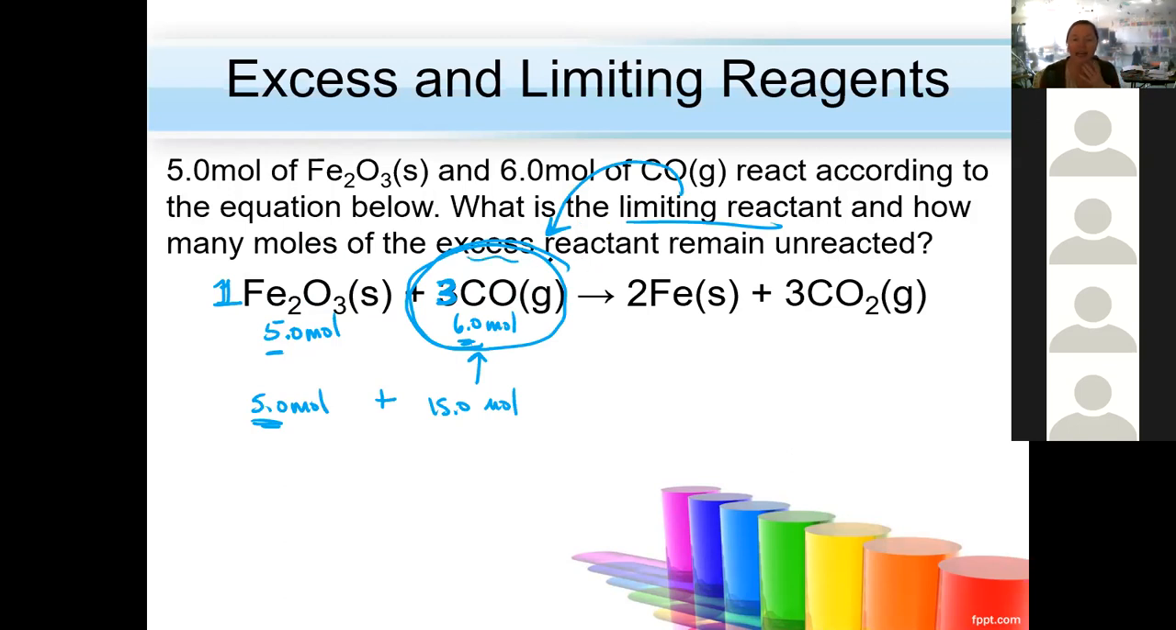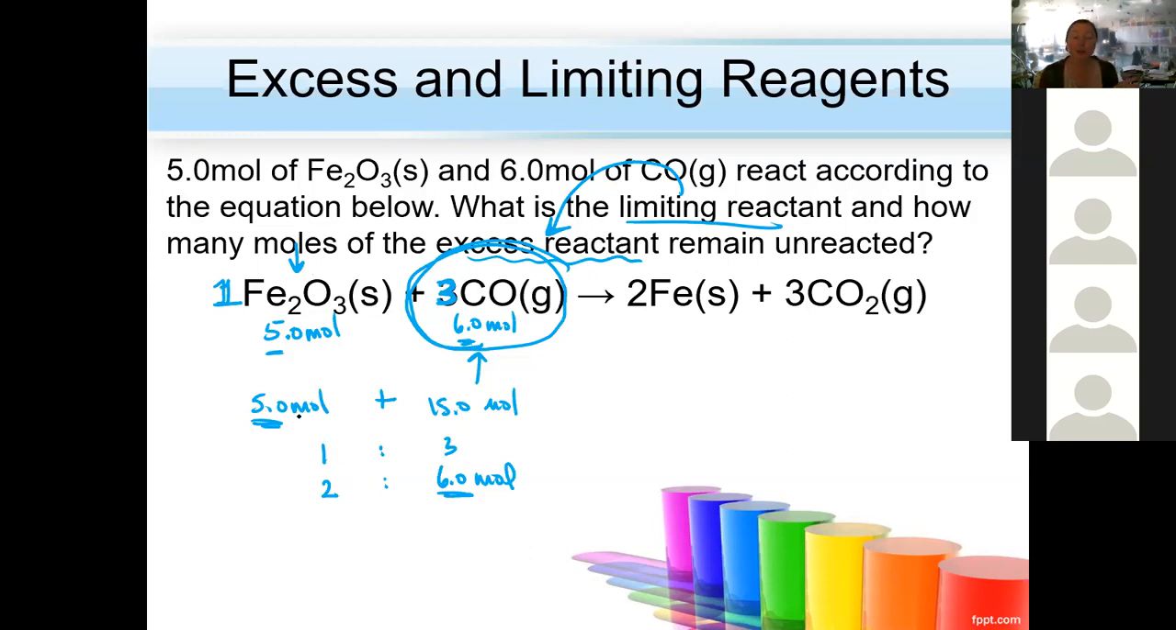Now I want to know how much excess reactant we will have. Carbon monoxide is the limiting reagent. Iron 3 oxide is my excess. How many moles will I have left over? 3. Tell me why. Because for every 1 mole of iron oxide that reacts with carbon monoxide, 3 moles of CO are used. So 2 to 6 is 1 to 3. It'll all go away after 2 moles have been used.